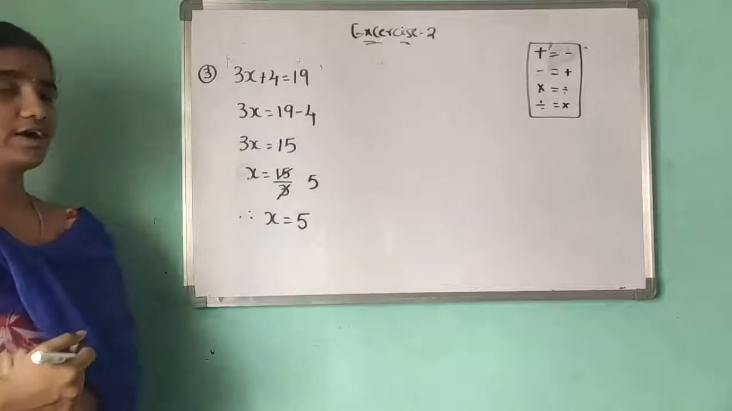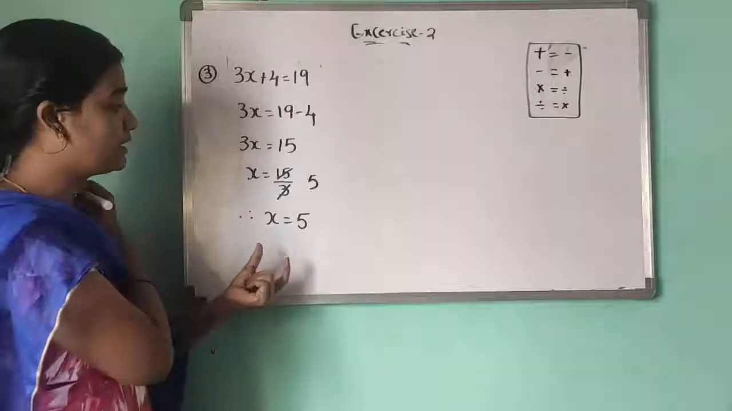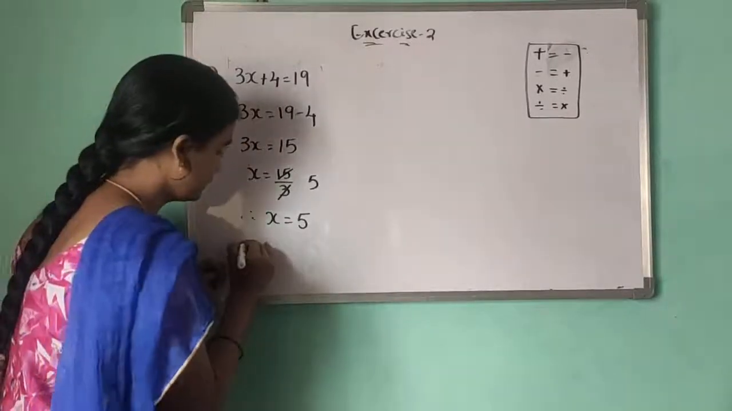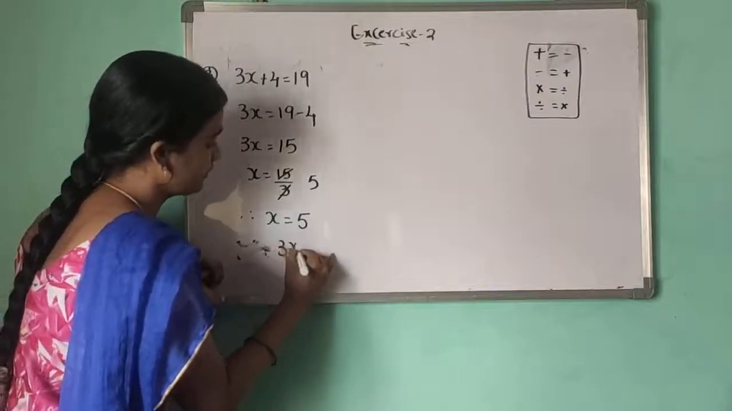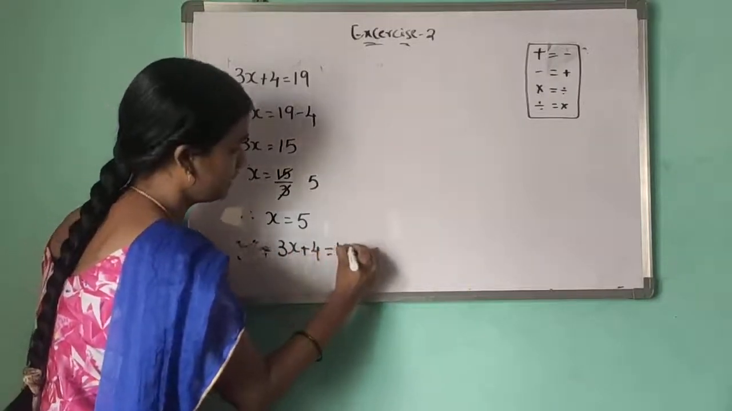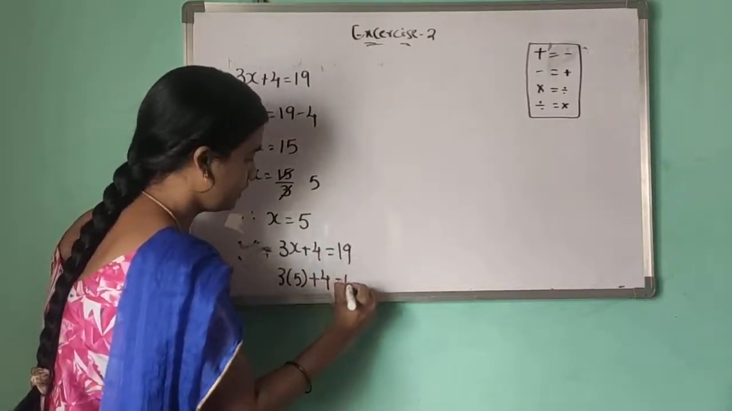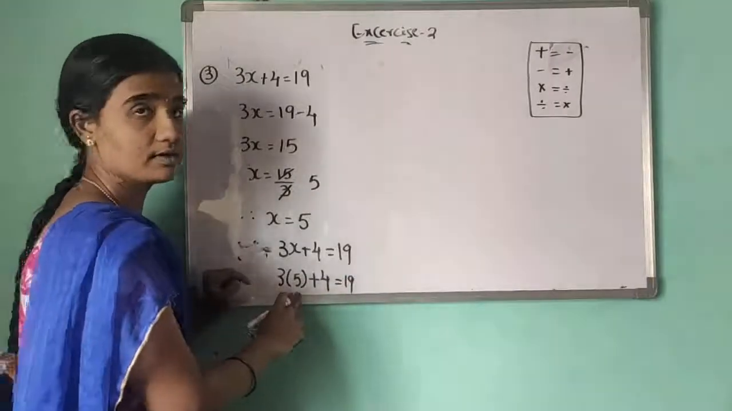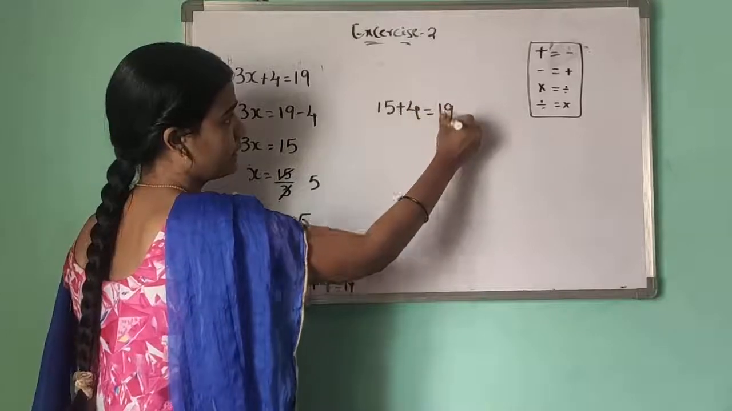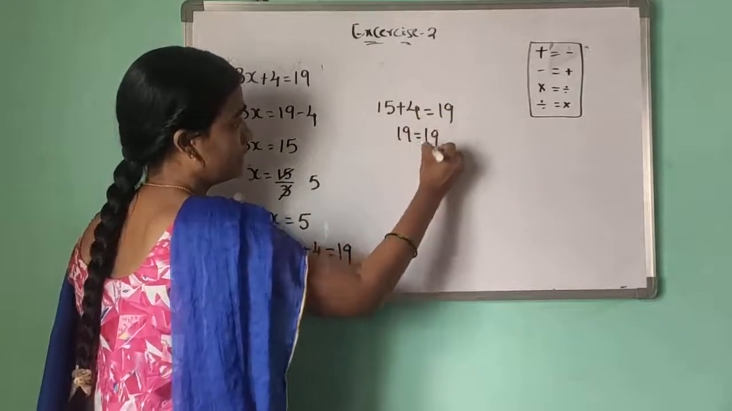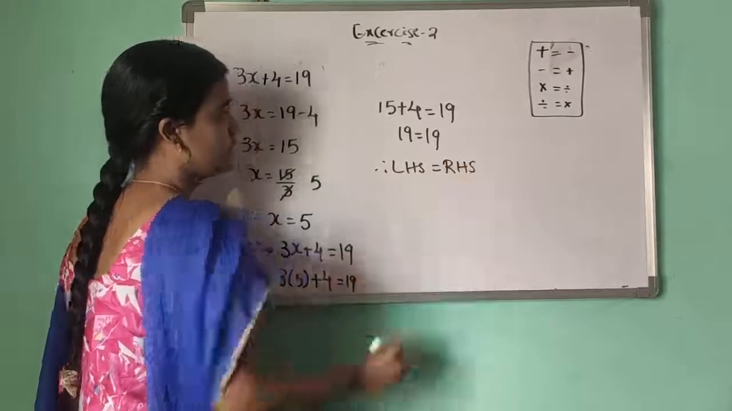Here, is the x value 5 correct or not? How will we check? We have to substitute the x value into the given equation, right? The given equation is 3x plus 4 equal to 19, right? 3 into 5 plus 4 equal to 19. 3 fives are 15, right? 15 plus 4 equal to 19. 19 equal to 19. Therefore, the LHS equal to RHS.